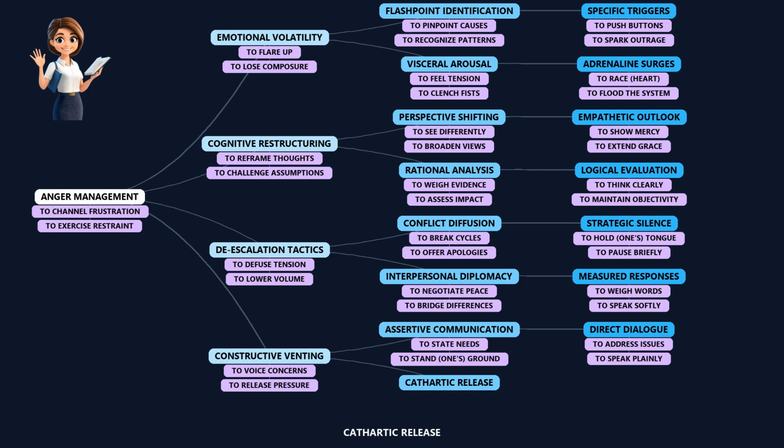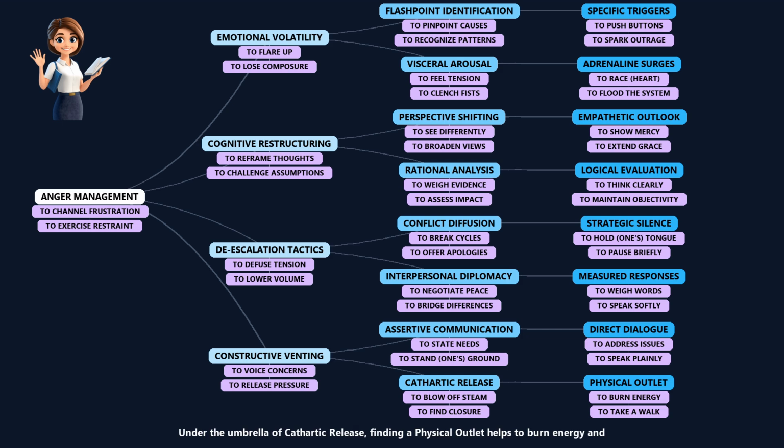Cathartic release. Cathartic release is a practical goal of constructive venting used to blow off steam and find closure after a conflict. Essentially, we are finding a healthy way to let the mad feeling leave our bodies. Physical outlet. Under the umbrella of cathartic release, finding a physical outlet helps to burn energy and take a walk to clear the mind. To put it simply, we go for a run or walk away to let our body cool down naturally.